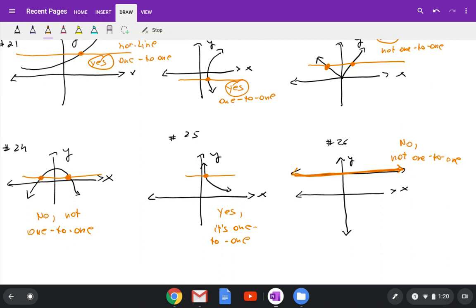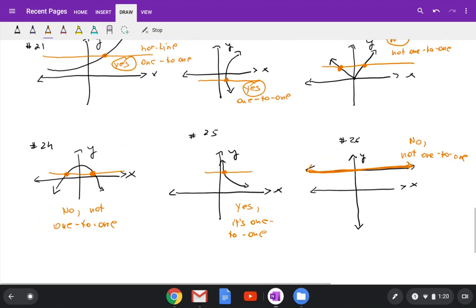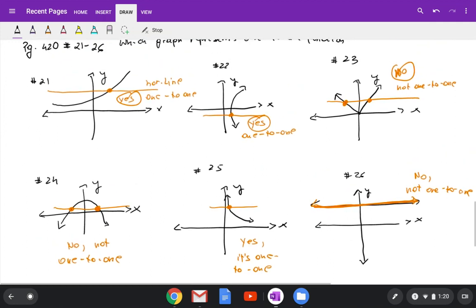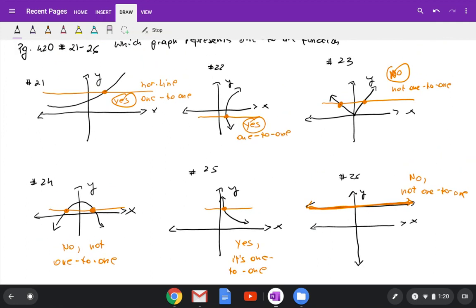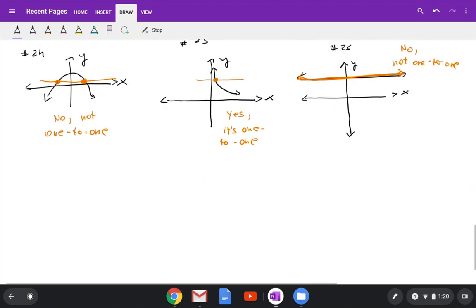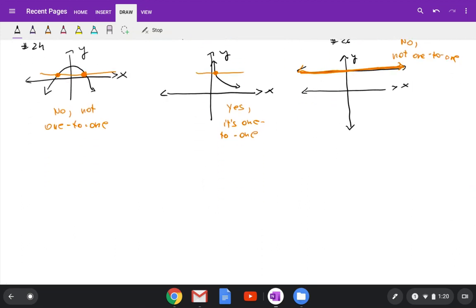Okay, so this is how you use the horizontal line test. Okay, I think it's a very nice and useful test to quickly check if your graph is one-to-one. Okay, next what we're going to do, I'm going to explain the theorem.